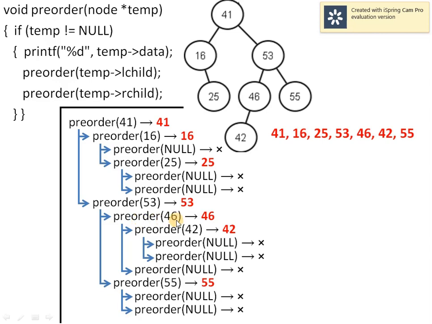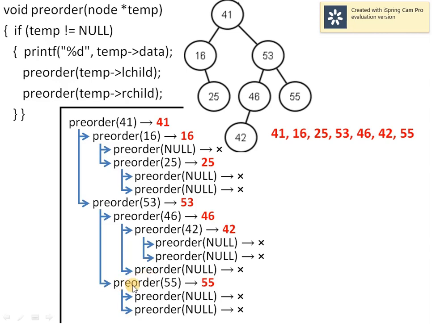So the 46 node will be there. It is existing, so 46 will be printed. Then we have to call pre-order for left of 46, that is 42. So pre-order for 42 will print 42. Since 42 is a leaf node, two pre-order calls for the left and right of 42 will be there, but they both are null, so nothing will happen. After this, we have visited left of 46. Now right of 46 for null will be called as right of 46 is not existing. Now we have finished with the left of 53.